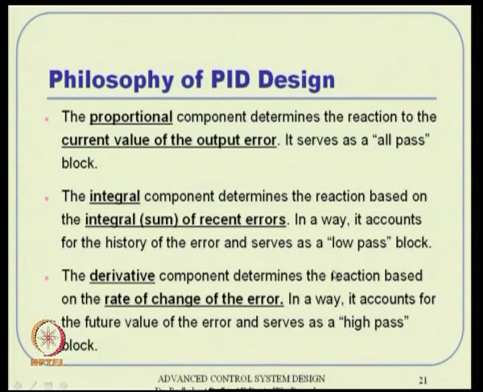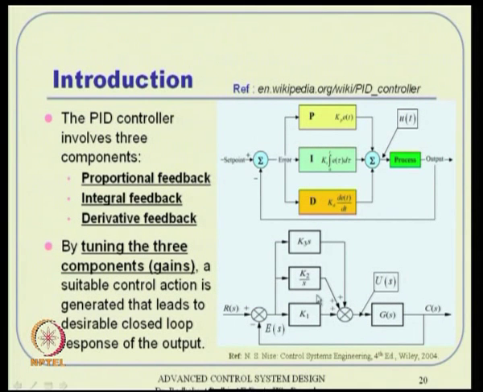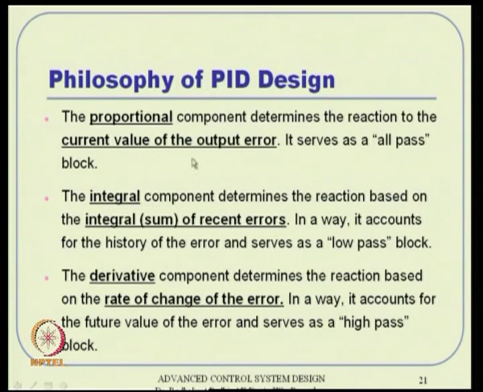All right. So, what is the philosophy? Let us see what these different components do, what they are capable of doing. The proportional component determines the reaction to the current event of the output error. So, it is ignorant about the history, neither history nor future. It just talks about the current value of error and tries to minimize that. So, it essentially serves as some sort of an all pass block. It does not contain any frequency chopping property. Whatever error comes, it just manipulates that error and then gives a control signal.